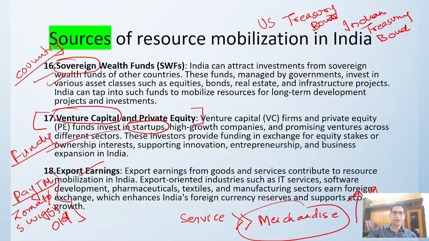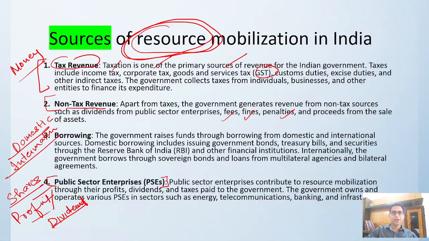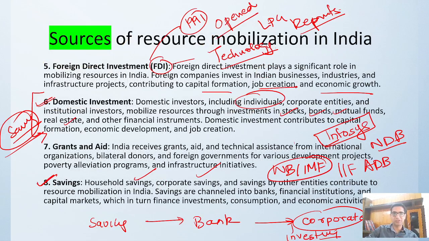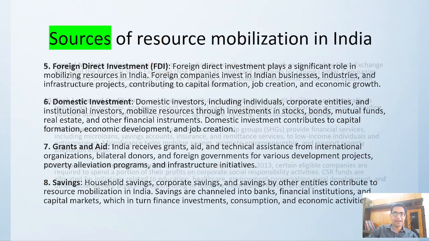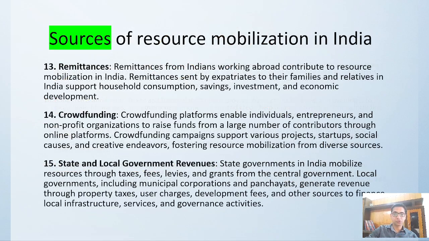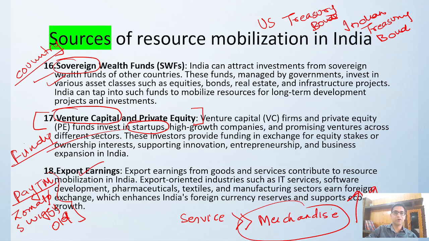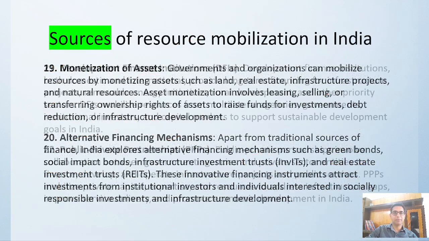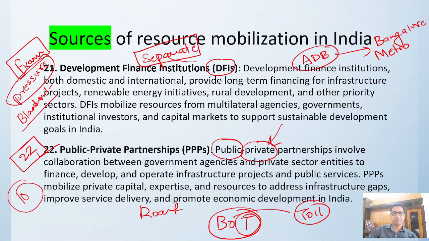Like if you can see over here, we have discussed all these things, right? Tax revenue, non-tax revenue, borrowings, public sector enterprises, foreign direct investments, domestic investment, grant and aid, savings, capital market, bank loan, microfinance, corporate social responsibility, remittance, crowdfunding, state and local government revenue, sovereign wealth fund, venture capitalists, export earnings, monetization of assets, alternate investment mechanism, development finance and public-private partnership. If you remember that, and keep on revising all these things, automatically that will be there in your subconscious memory.